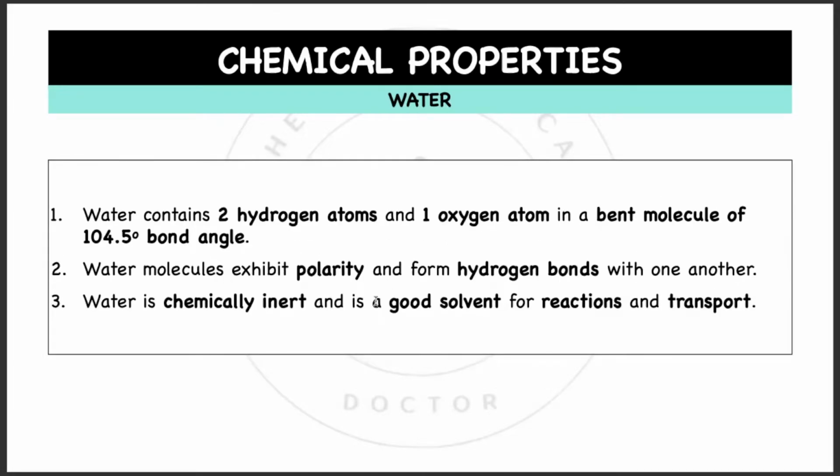Just a summary on the chemical properties of water. Water contains 2 hydrogen atoms and 1 oxygen atom in a bent molecule of 104.5 bond angle.